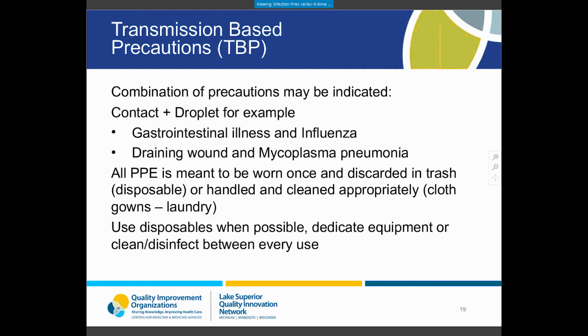Transmission-based precautions are often combined if one of the categories does not cover every risk of transmission. So, for example, contact and droplet precautions may be used in conjunction for a GI illness, which would be contact precautions, and influenza, which would be droplet precautions. Or for a resident with a draining wound requiring contact precautions and pneumonia requiring droplet precautions, these would be combined. It is important to review all of the resident's signs and symptoms to determine the type of precautions needed.